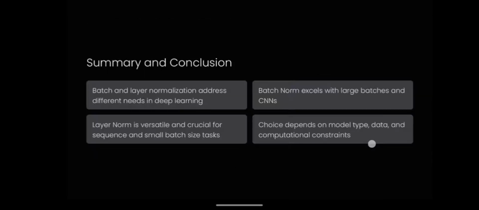Our next slide is the summary and conclusion. Batch and layer normalization address different needs in deep learning. Batch normalization excels with large datasets, large batches, and CNNs. Layer normalization is versatile and crucial for sequence and small batch size tasks. The choice depends on model type, data, and computational concerns.